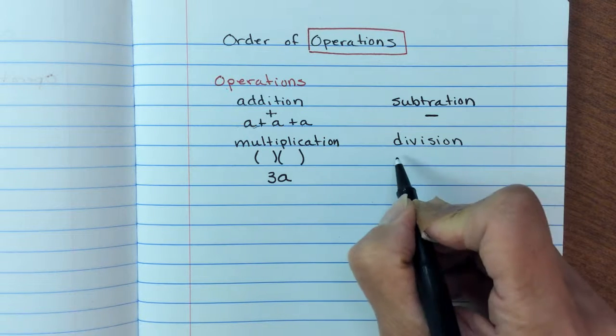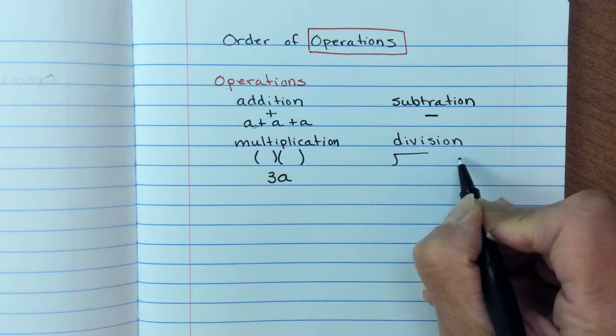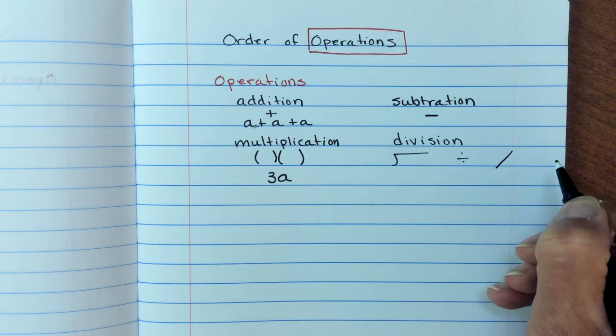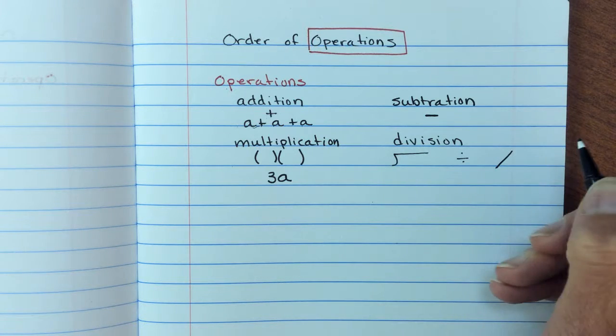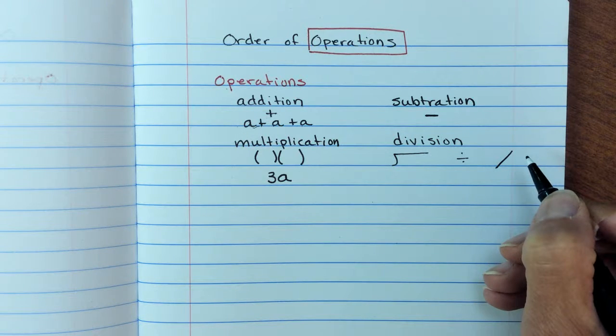So there are many division signs. There's this one. There's this one, and then there's our fraction bar. The one that we'll be using the most in algebra is the fraction bar, though we won't be doing it on a slant. I'm just showing you that to avoid confusion.